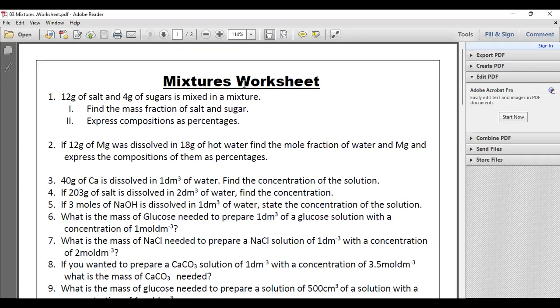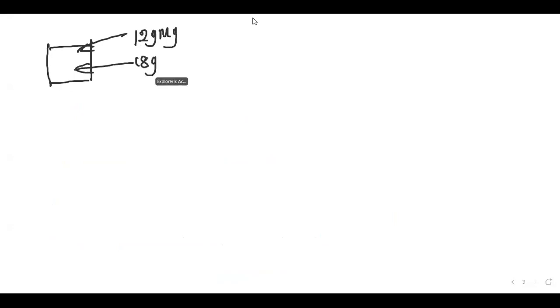The next question says: 12 grams of magnesium is dissolved in 18 grams of hot water. Find the mole fraction of water and magnesium and express the composition of them as percentage. So you have 12 grams of magnesium dissolved in 18 grams of water. Let's analyze what they have asked us.